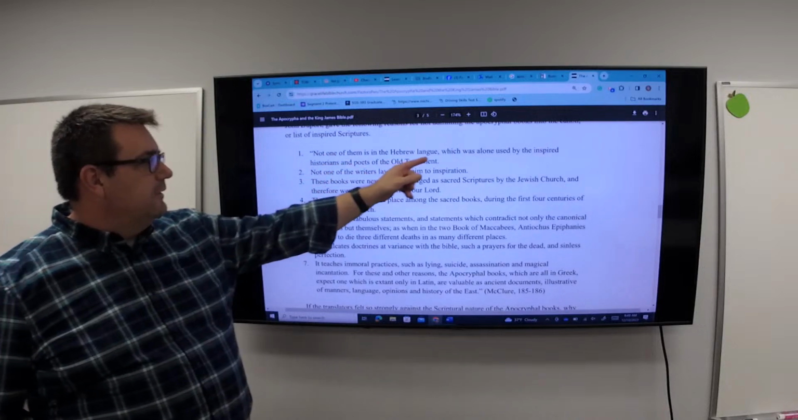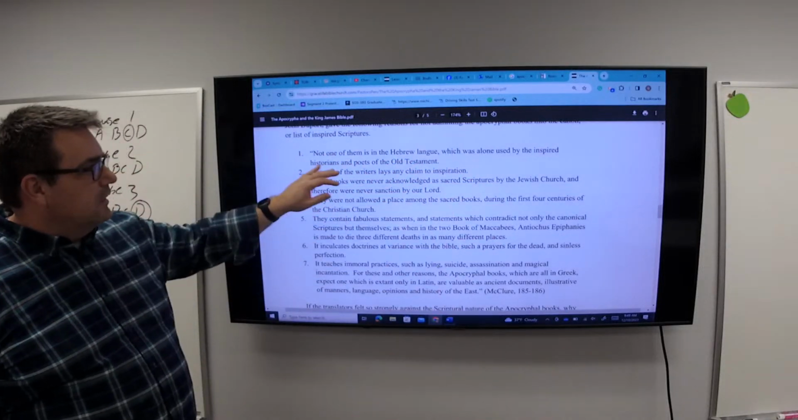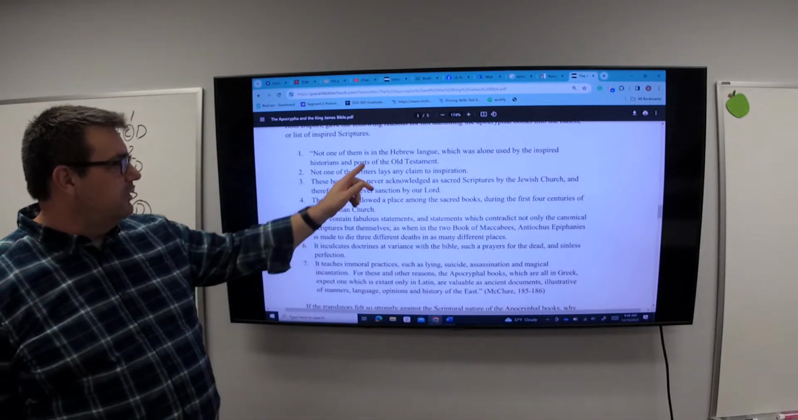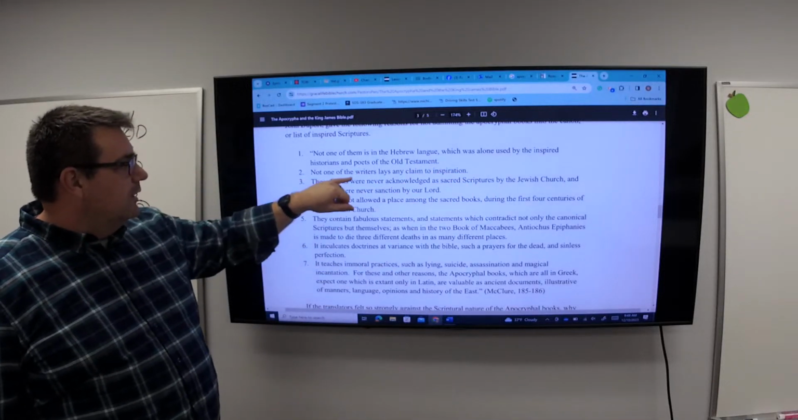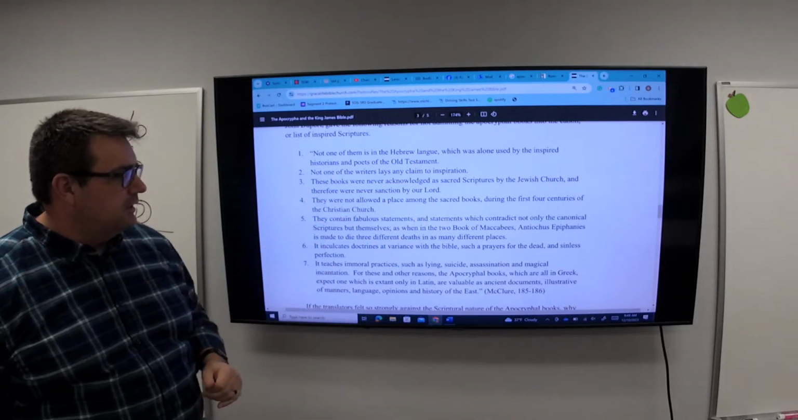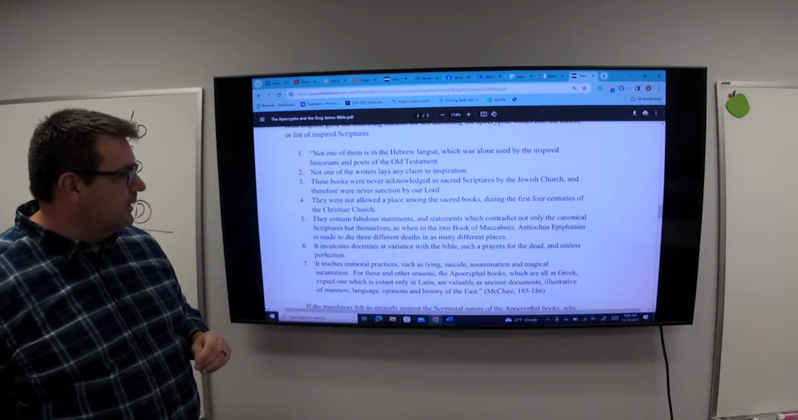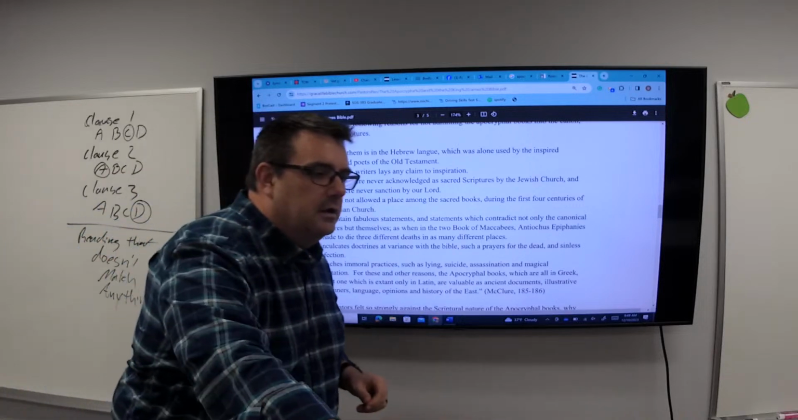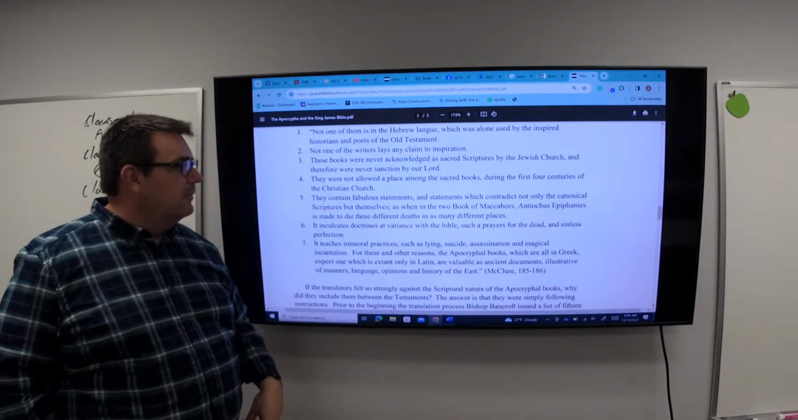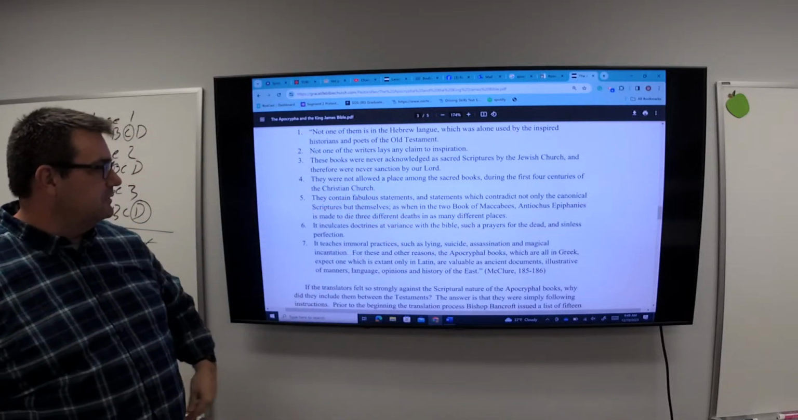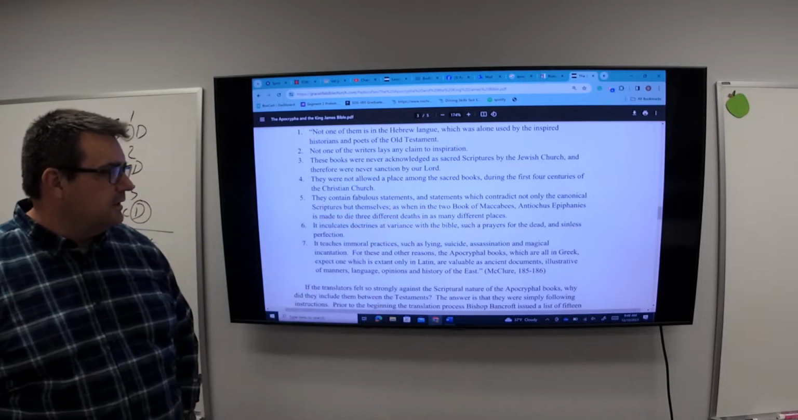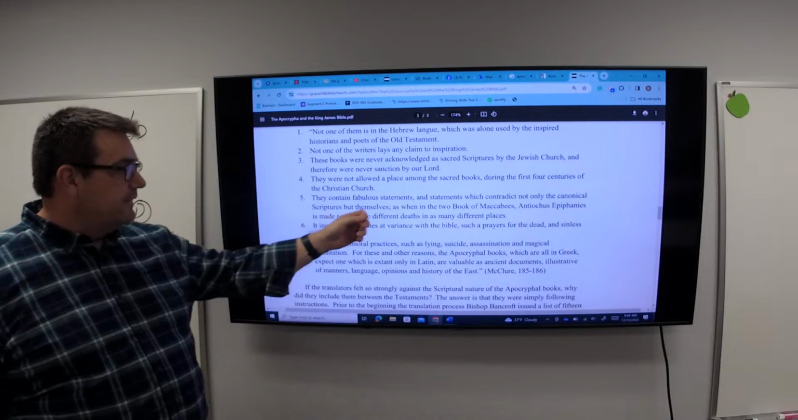Number one, none of them is in the Hebrew language, which alone was used to inspire the historians and poets of the Old Testament. Not one of the writers lays out any claims of inspiration. These books were never acknowledged as sacred scriptures by the Jewish church and therefore were never sanctioned by our Lord. They were not allowed a place among the sacred books during the first 4 centuries of the Christian church. They contain fabulous statements and statements which contradict not only the canonical scriptures, but themselves.